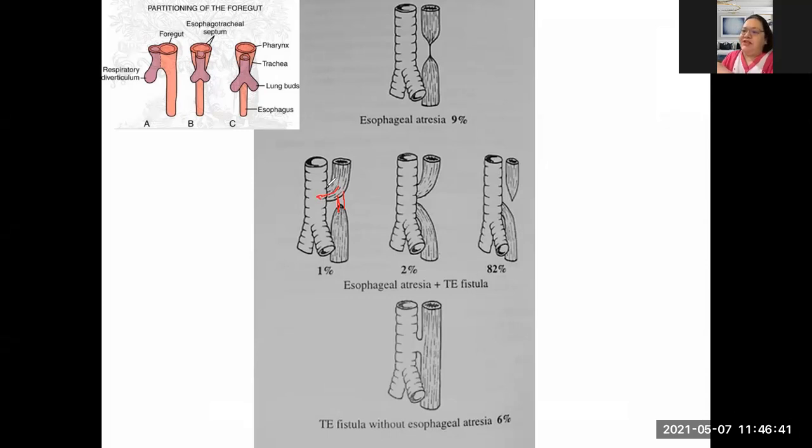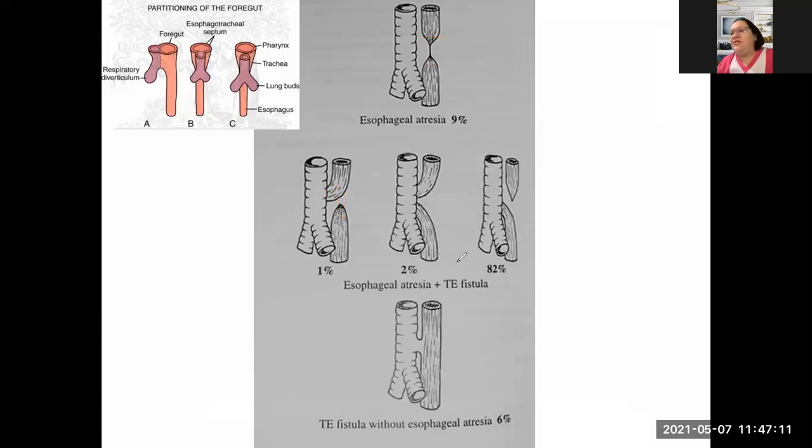So surgically, this will have to be corrected. Okay, here you have correction of the atresia that will be surgically corrected, and this portion, these two lower portions, this will be connected. And then here, you will have to remove the connection here, and then this will be attached to the other portion of the esophagus.